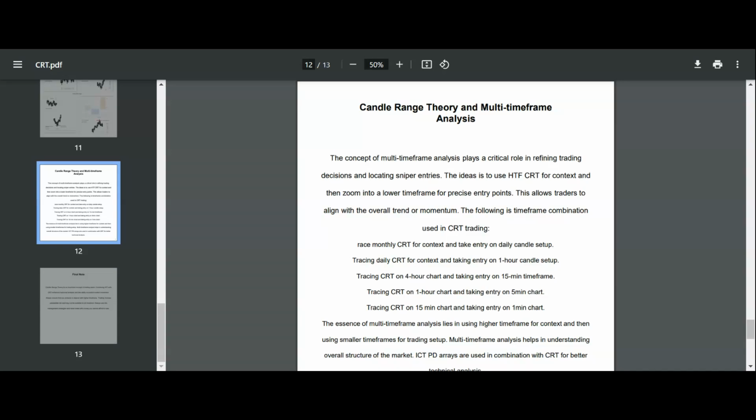Candle range theory and time frame. You might ask me, higher time frame, lower time frame. There must be an understanding of which higher time frame then which lower time frame. You cannot pick a 1 hour and go to a 1 minute. You would get chopped. There is a time frame alignment between a higher time frame and a lower time frame.